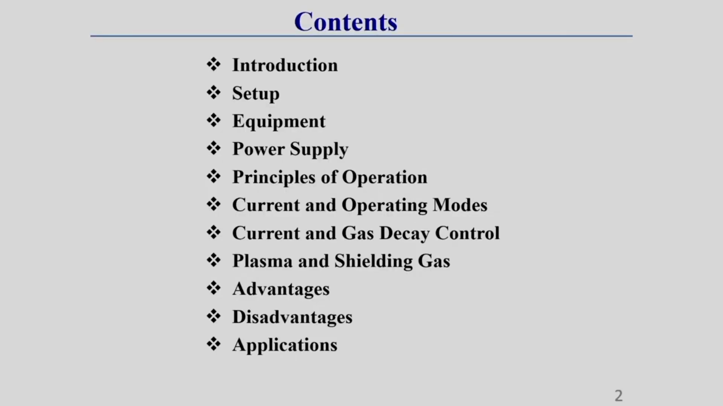Here I will cover the introduction first, then the setup of this plasma arc welding process, then the equipment of this process, then the power supply generally used in this process, then the principle of operation, then current and its operating modes. I will also discuss current and gas flow decay control, then plasma and shielding gas, and finally advantages, disadvantages and applications.